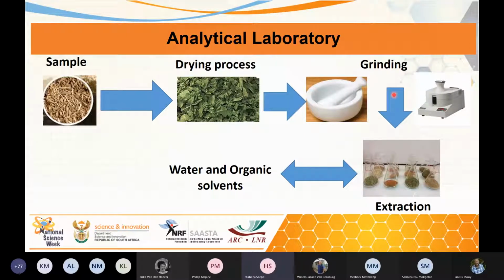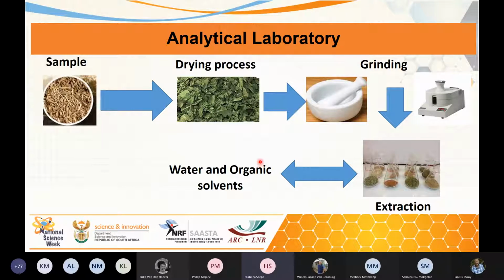The grinding process is followed by extraction. With this extraction process, we use different solvents, but I just want to help you understand it very well. It is more or less similar to when you are making tea, usually with hot water. In fact, what you are doing is extracting phytochemical compounds. And in the laboratory, we do exactly the same thing, but the only difference is we use organic solvents to extract phytochemicals, vitamins, and all those nutrients and active compounds, either in medicinal plants or in vegetables.